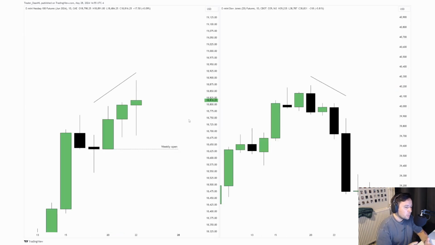The other thing that we needed to implement throughout the model is SMT. On the left hand side of your screen, you can see the Nasdaq chart, and on the right hand side of your screen, you can see the Dow Jones. What is noticeable is that from the Monday onwards for the Nasdaq, we were trading higher, but for the Dow Jones, we were trading lower. That is our crack in correlation, and that is the SMT implemented within our model.